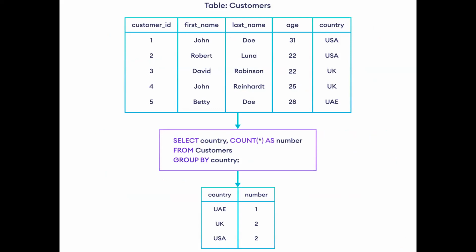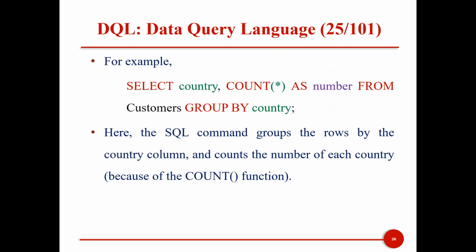For example, you can see here we have the country and then the number. How many customers are from UAE? There was one. Then how many are from UK? There were two, and there were also two from USA. Because we are telling the MySQL engine to group by country.